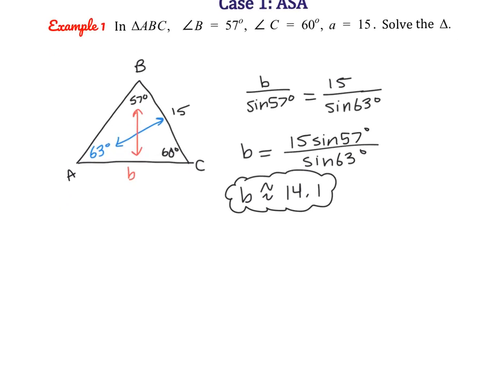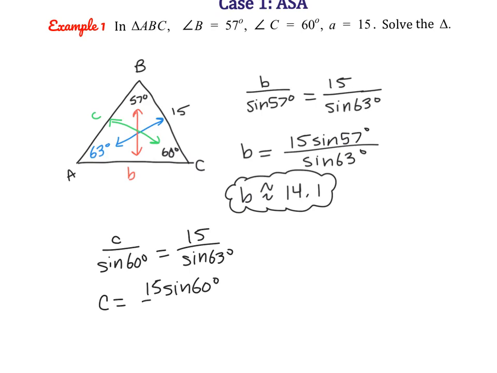And then we can do the same thing to solve for side c. So here we could say c over the sine of 60 equals 15 over the sine of 63 degrees. Multiply both sides by the sine of 60 degrees, which we should know is root 3 over 2. And let's get a decimal approximation. And here we get approximately 14.6. And now we have found all of the missing parts of our triangle.